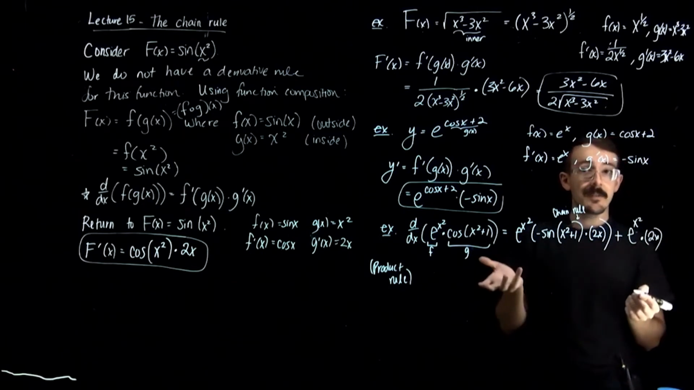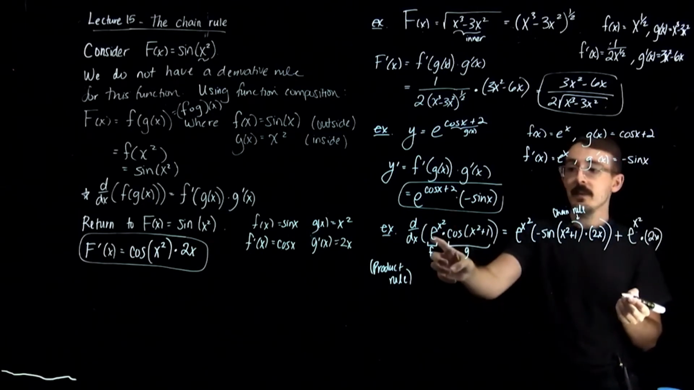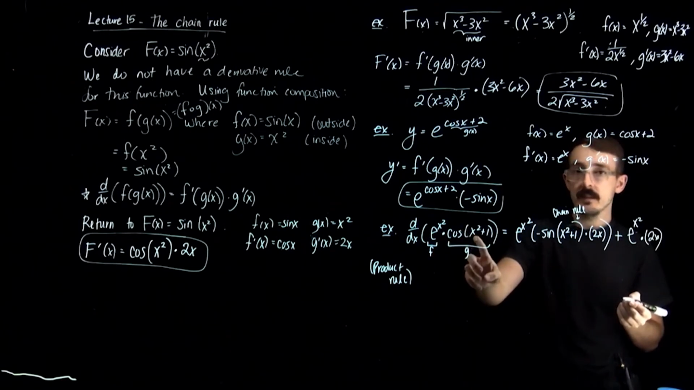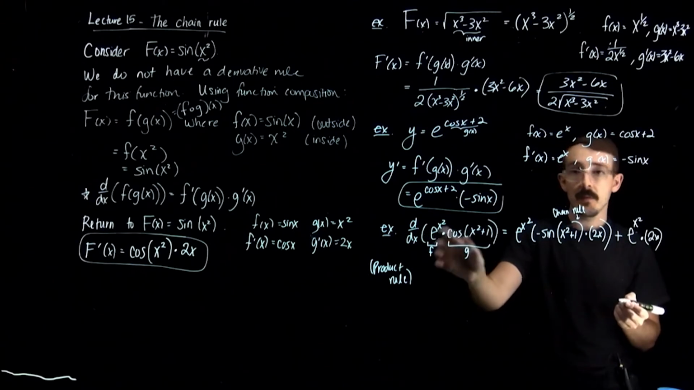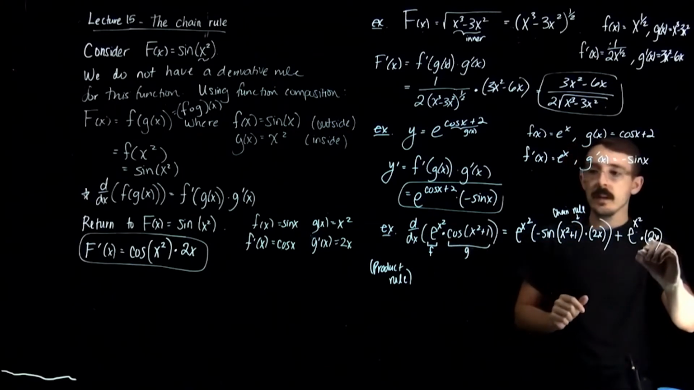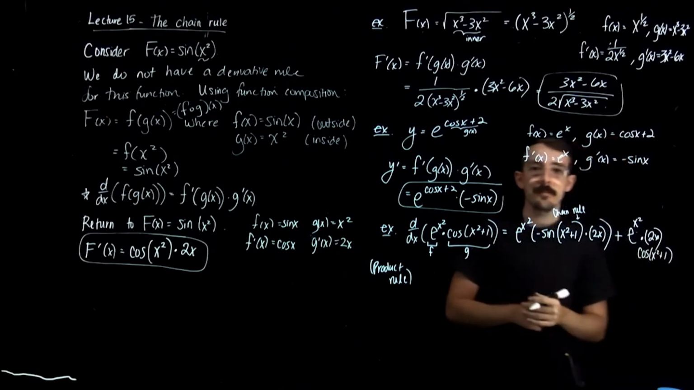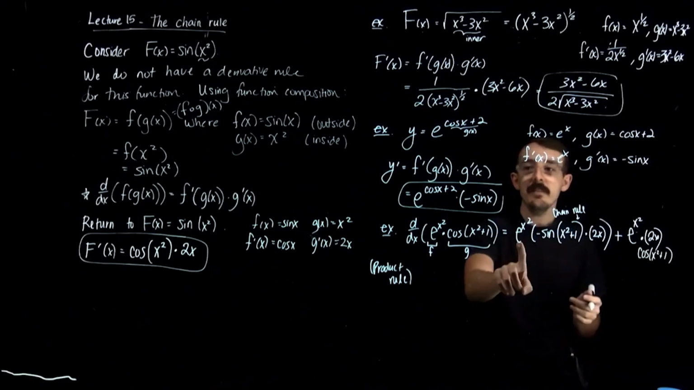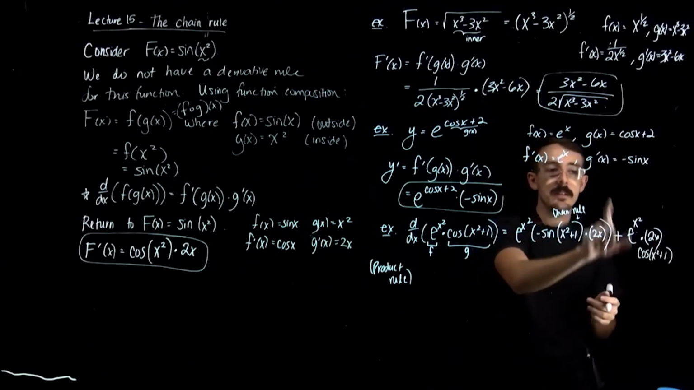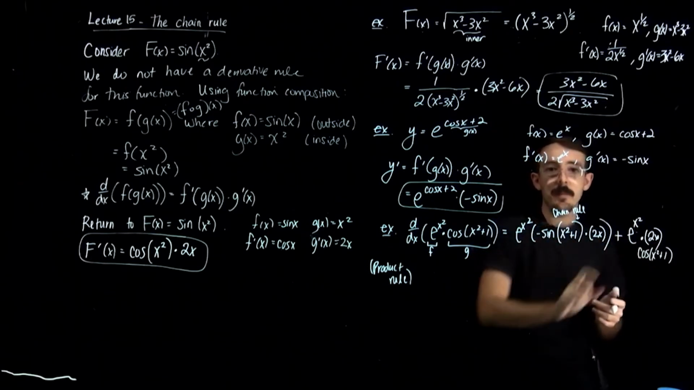What's the last thing I haven't done for the product rule yet? I've taken the derivative of this. I have not taken the derivative of this. Oh, no, sorry. I have taken the derivative of both of them. I haven't rewritten this one yet. So this is times cosine of x squared plus 1. OK? So this is f times derivative of g plus derivative of f times g.